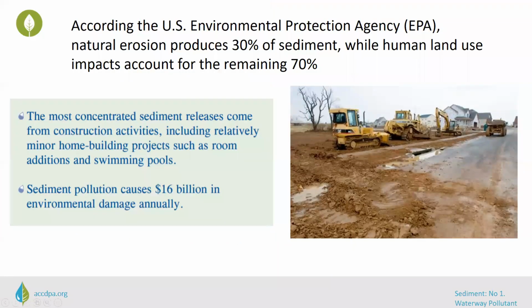Here's some EPA fun facts. Human land activities are responsible for 70% of erosion, and the most concentrated releases are from construction activities, even from small stuff like home improvement projects. And it all racks up to around $16 billion a year in damages, like infrastructure maintenance, lost agricultural productivity, lost recreational opportunities, and increased drinking water treatment costs.